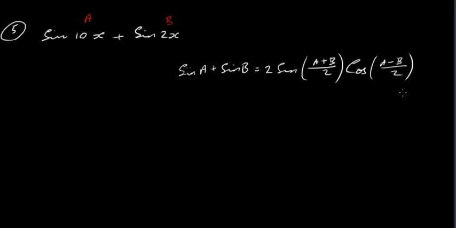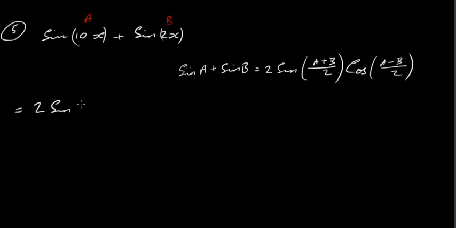Now let's start. So here we have 10x is A, this part here is A, and this 2x is B. So we just slot it into this formula. There's no 2 or anything here that we have to worry about. We have sine A plus sine B here directly, so we just simply write this part of the equation down. So this here is going to be equal to 2 sine A plus B over 2, so it's 10x plus 2x, which is 12x. 12x divided by 2, 6x.